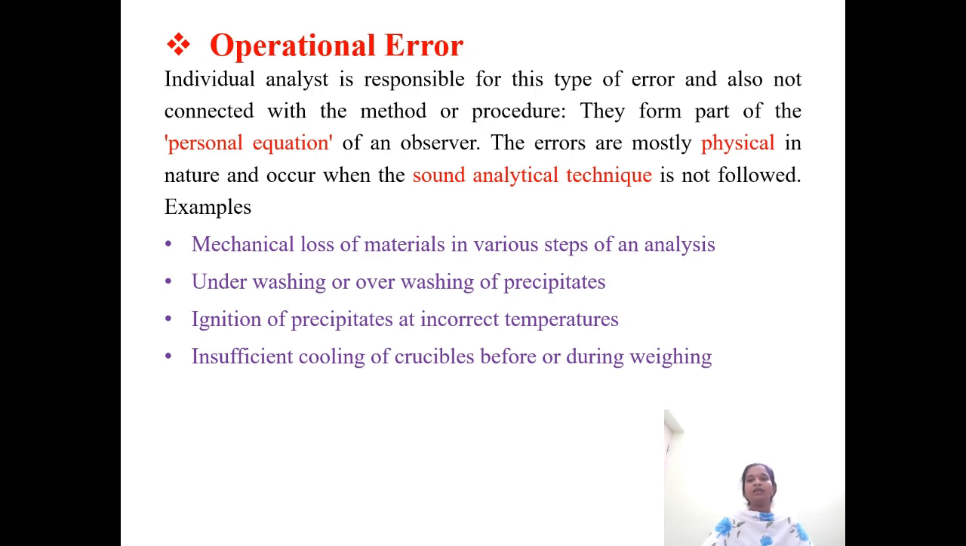So operational error: the individual analyst is responsible for this type of error and it is not connected with the method or procedure. They form part of the personal equation of an observer. These errors are mostly physical in nature and occur when sound analytical technique is not followed. Examples of operational error include mechanical loss of materials in various steps of an analysis, underwashing or overwashing of precipitates, ignition of precipitates at incorrect temperatures, and insufficient cooling of crucibles before or during weighing.